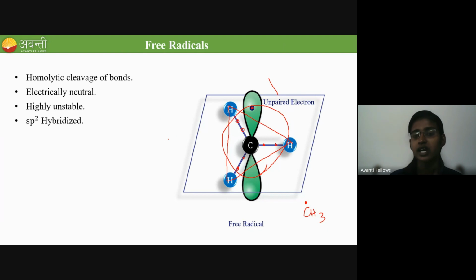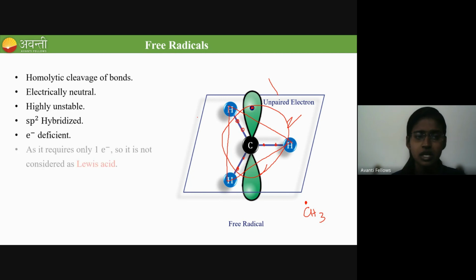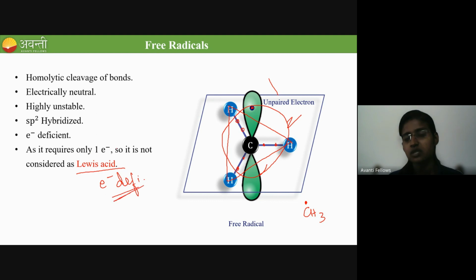But instead of 8, here we have only 7 electrons, and that's why we call free radicals electron deficient compounds. They are called electron deficient intermediates, but as it requires only 1 electron, it is not considered a Lewis acid. Lewis acid means more electron deficient species. And here only 1 electron is required to attain the octet. So it is not considered a Lewis acid.